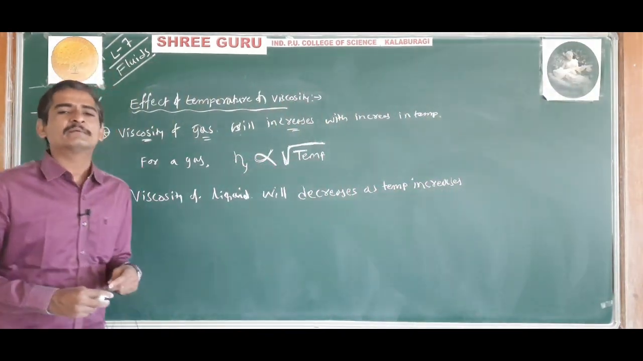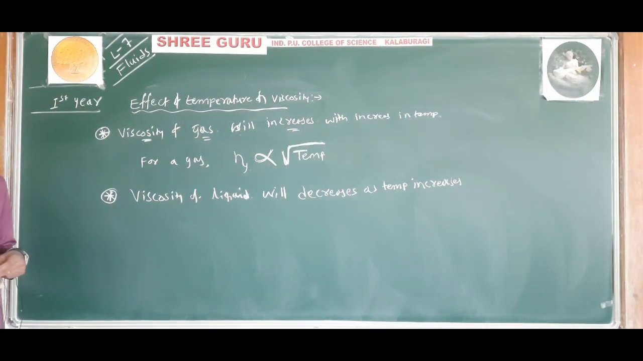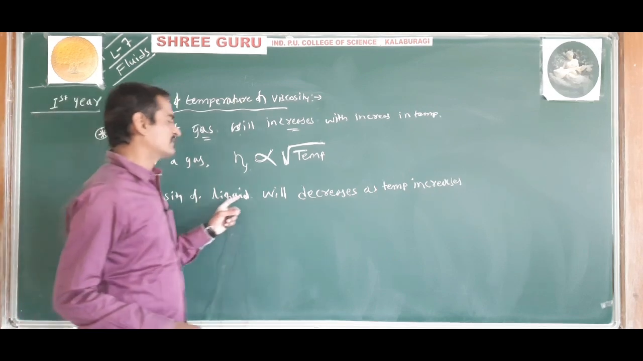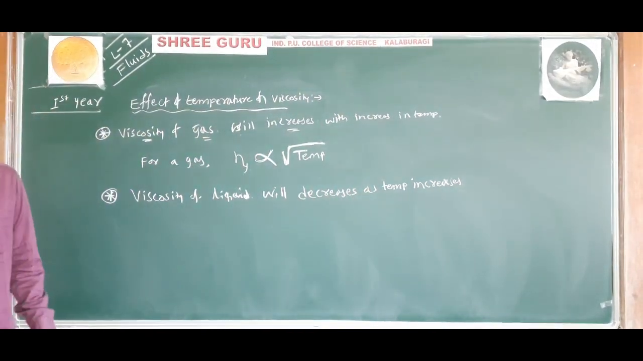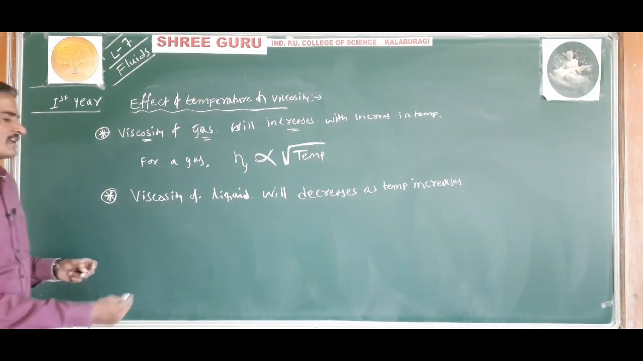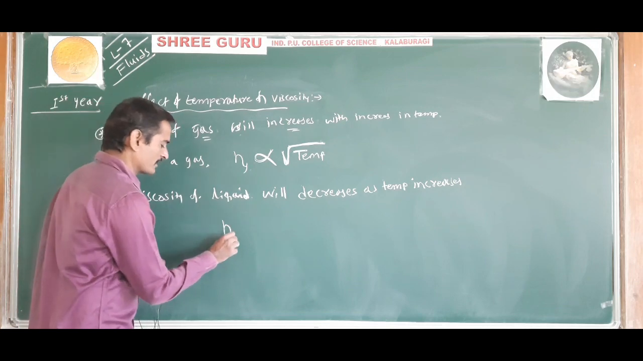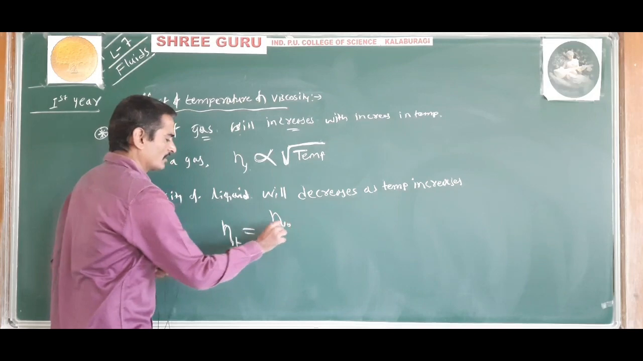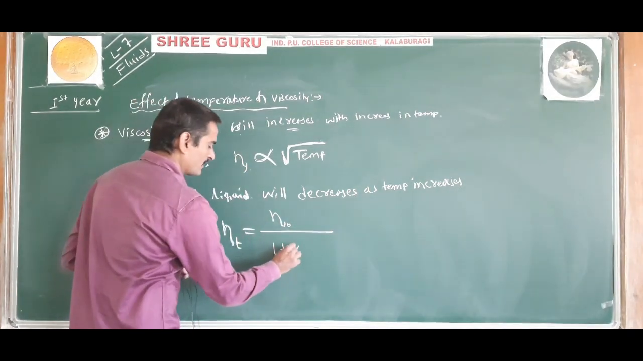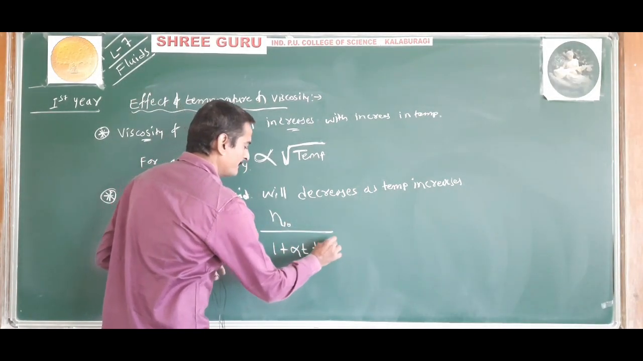The cohesive force becomes weaker. That is, cohesive force decreases as the temperature increases. Hence, the viscosity of the liquid will decrease as temperature increases. Understood? And the variation of viscosity with temperature is given by a formula: eta_T is equal to eta_0 divided by (1 + alpha T + beta T square).